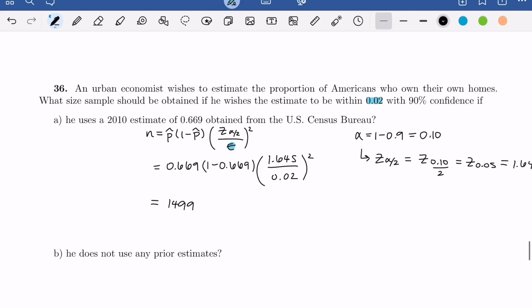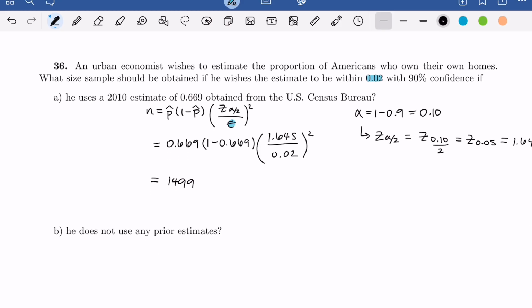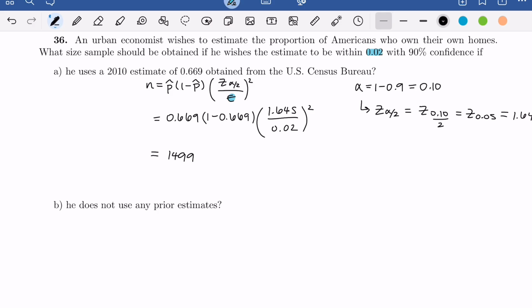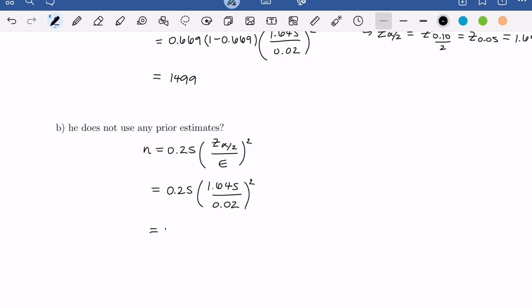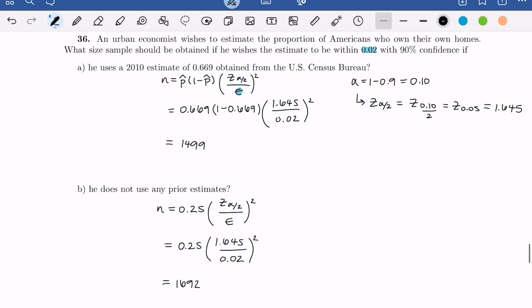Now, for part B, we want to figure out the sample size if he did not use any prior estimates. So in this case, we have another formula for this. Our sample size is then just going to be given by this here. So we still need that critical value and our margin of error, but we don't have any prior estimates. Solving that, this is going to give us 1,692 for our sample size for this scenario.